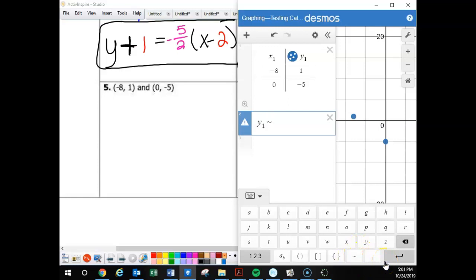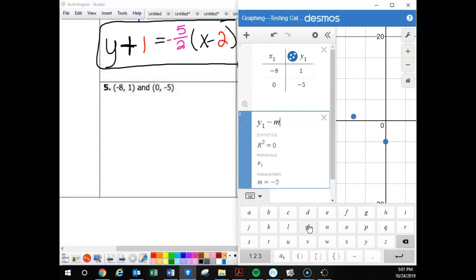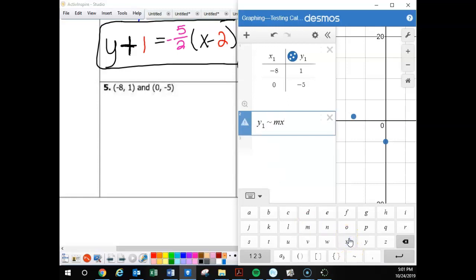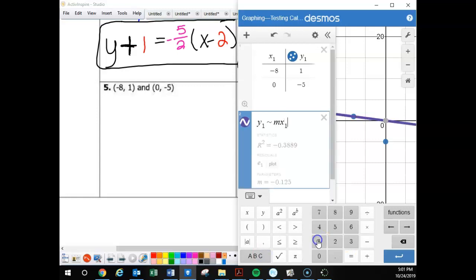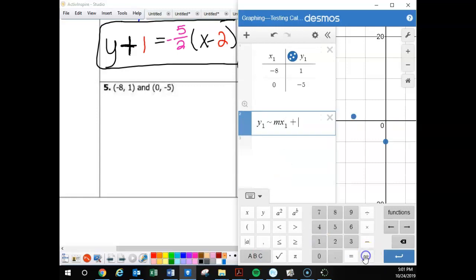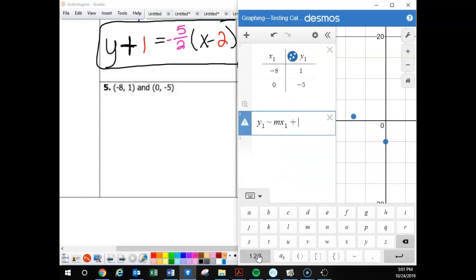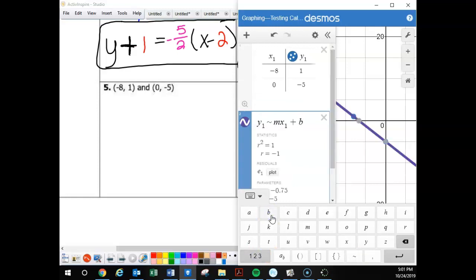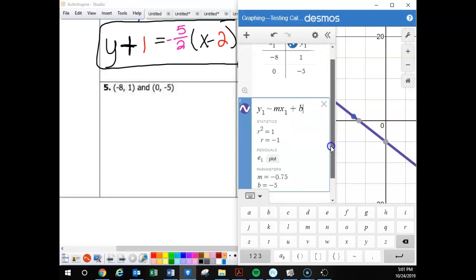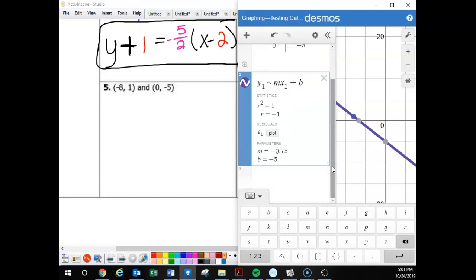Okay? And then you're going to basically copy the mx plus b, except instead of just x, you're going to have to put an x1 as well, and then plus, and put a b. Okay? So I see all this stuff right here. And then I see these 2 things right here. M equals -0.75 and -5.